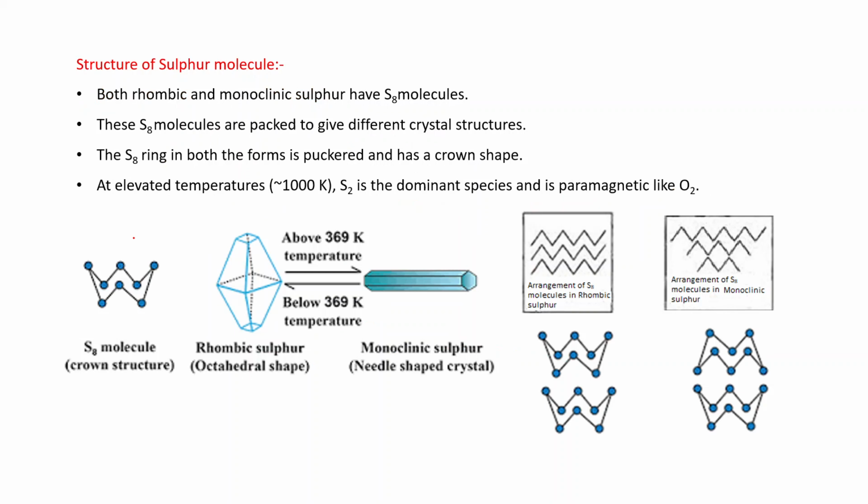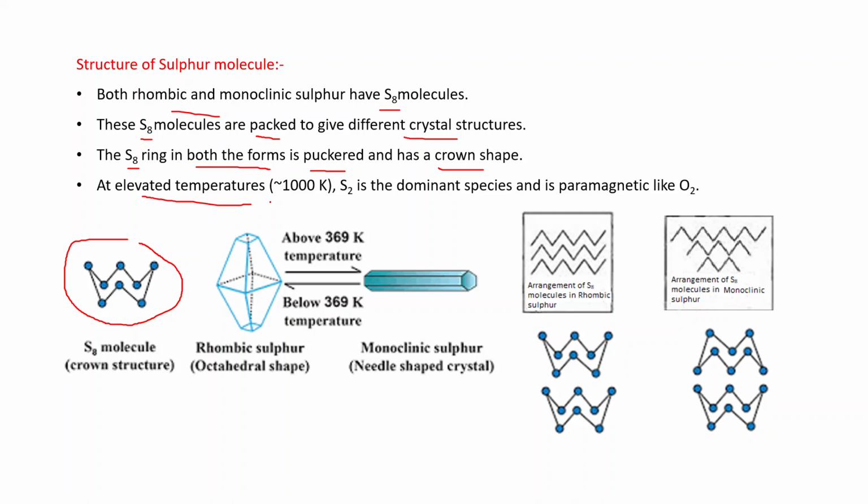Now you can see the structure of the sulfur molecule. Just have a look at the structure of this sulfur molecule. Both rhombic and monoclinic sulfur have S8 molecules, and these S8 molecules are packed to give different crystal structures. The S8 ring in both forms is puckered and has a crown shape like this. This is the puckered crown structure.